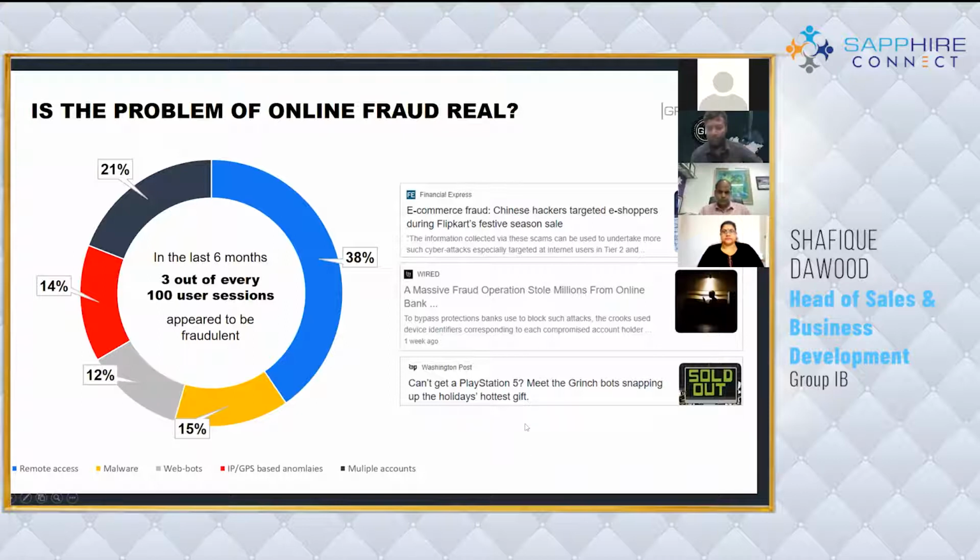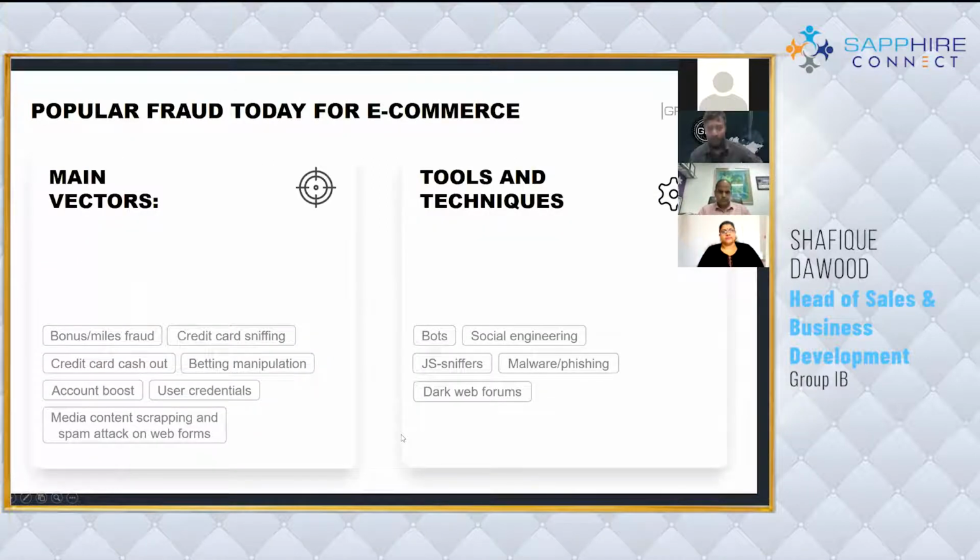And the theme since 2019 to 2020 and now is, I think, still ransomware. One of the popular types of fraud that we see, especially for e-commerce, would be loyalty points, bonus miles. Not really that much now in the COVID environment because nobody's really flying. Everybody's airline miles are expiring, in fact. And you see credit card sniffing. You see credit card cash out, even betting manipulation in the gamification.